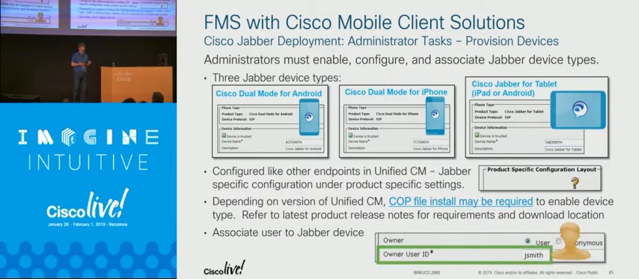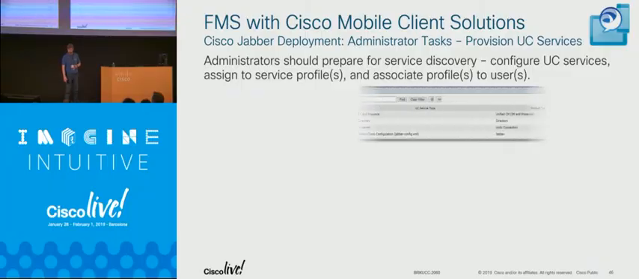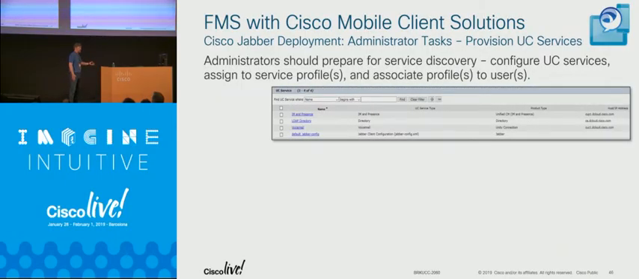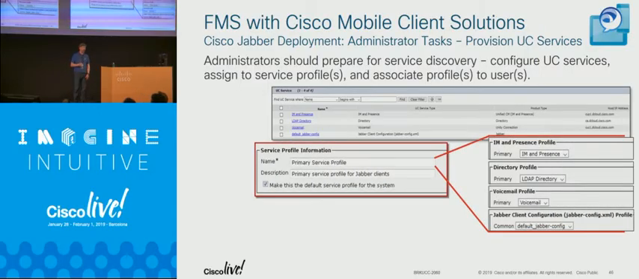Once we've defined the device, the other thing we need to do in order to enable authentication for the client is associate that device to a particular user. So we're going to assign that device to a user. All right, so that's the device piece. The next thing we have to do is set up all of the services, and that will tell Jabber, here are the places you need to go to connect and get into those services. We do that by creating a set of UC services in Communication Manager, and each of those will correspond to some service that we're trying to provide to our particular Jabber user.